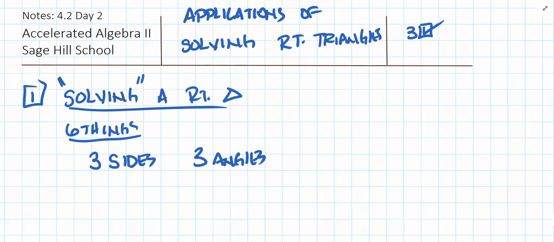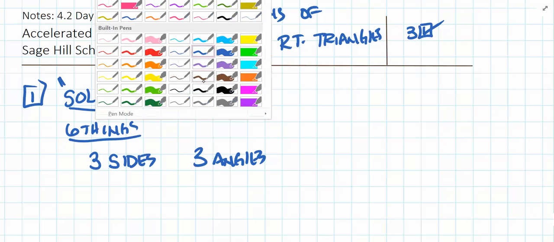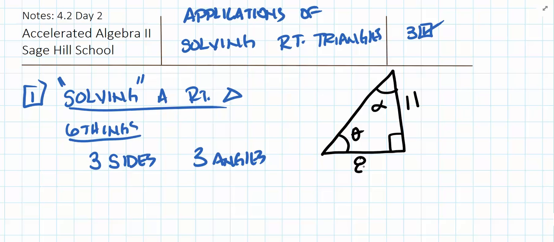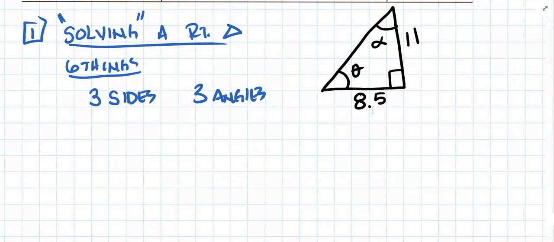So some of the directions tonight, they say, solve the right triangle ABC for all the unknown parts. Well, that's what that means. So let's do an example of that. And let me give you a triangle here. Let's say that this is some angle theta, and this is going to be some angle alpha, and this is a right triangle. And I know that this is like 11, and then this is 8.5 for this right now. And I'm interested in solving for this triangle here. So I need to get all 3 sides, all 3 angles.